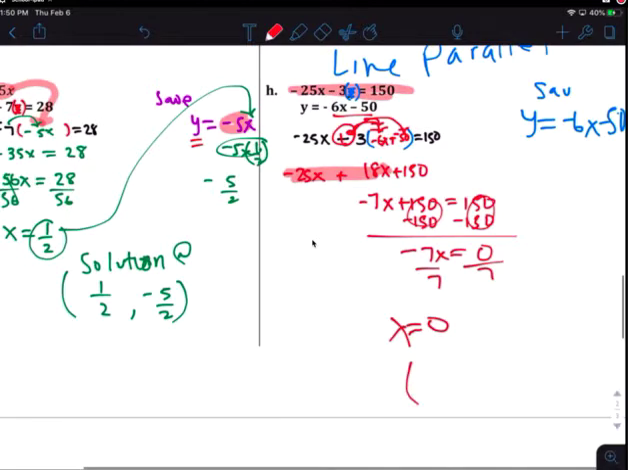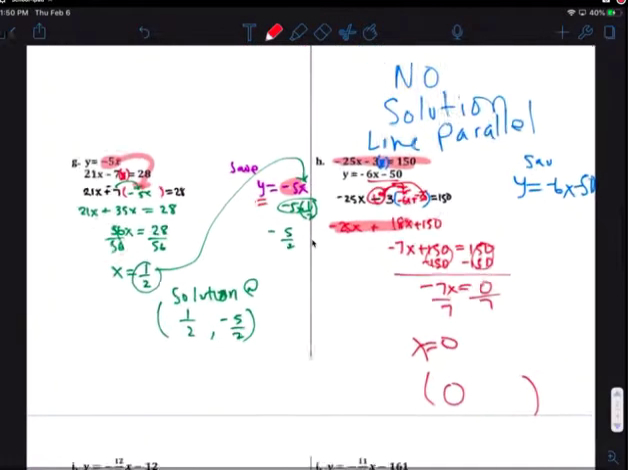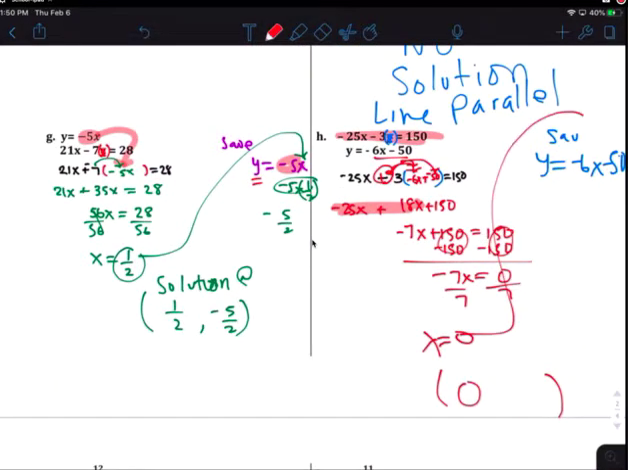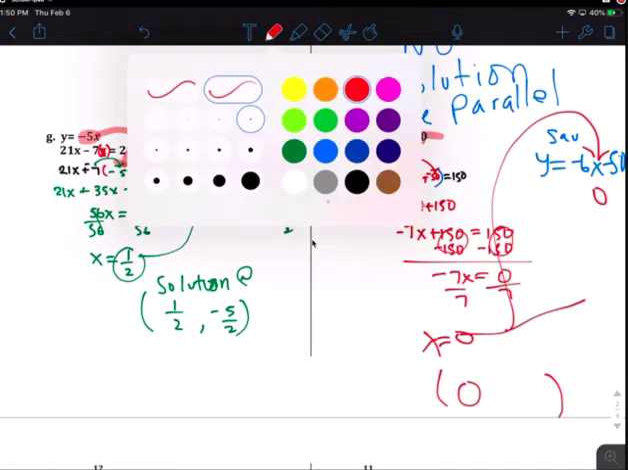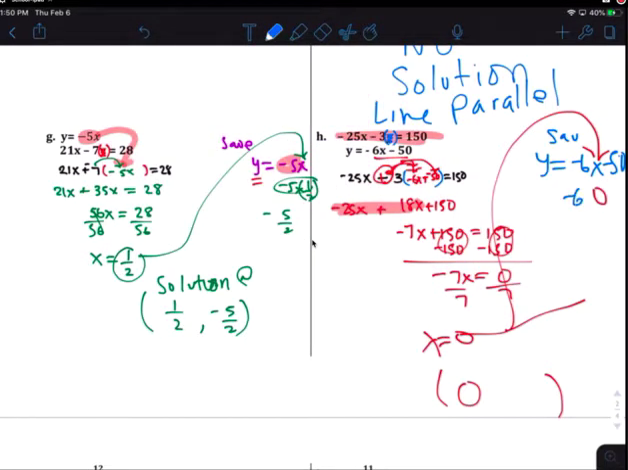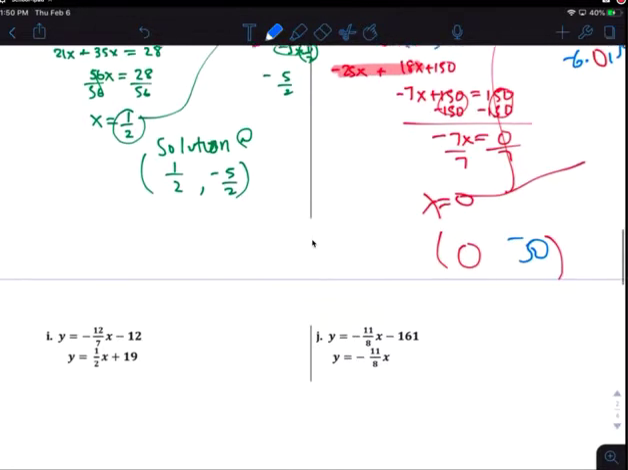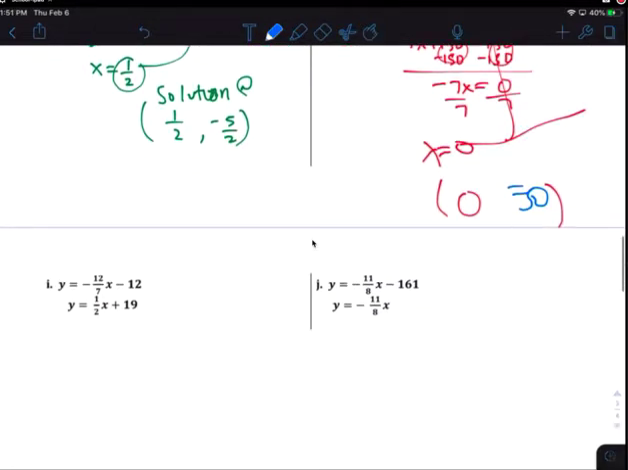So the graph will meet at 0, so use this 0, substitute into there. That's 0, so you get negative 6 times 0 plus negative 50. That's negative 50. Let me write it so you can read it. That's your x and that's your y.